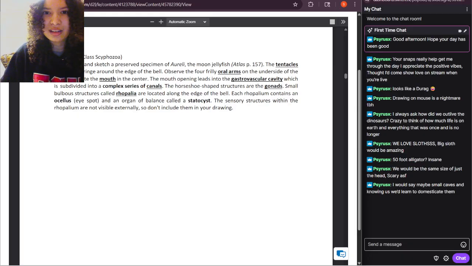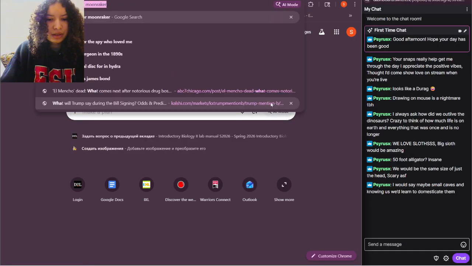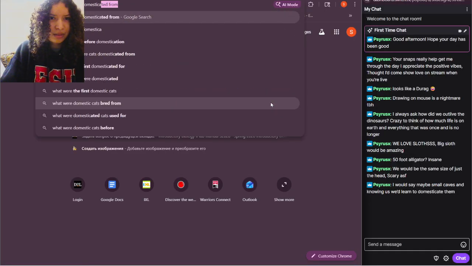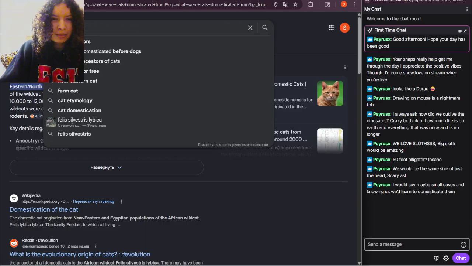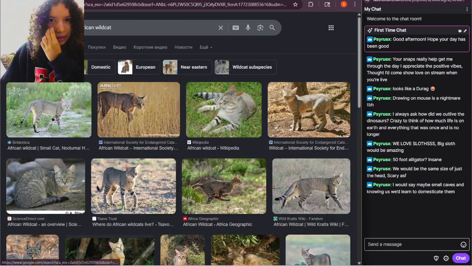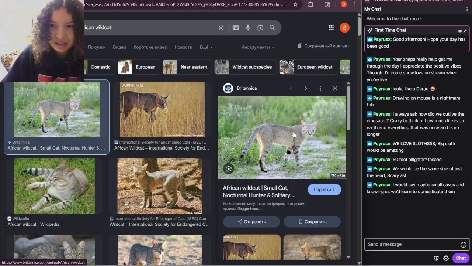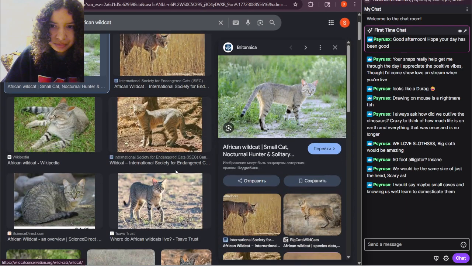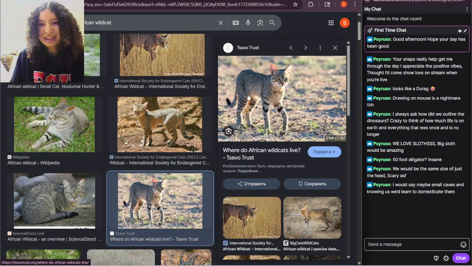I think cats were domesticated more recently than dogs, and they didn't come from a tiger or anything like that. They were from a different animal. What were cats domesticated from? It's on the tip of my tongue. Yeah, North African wildcat. And they do look closer to house cats. They're just skinnier and stuff.